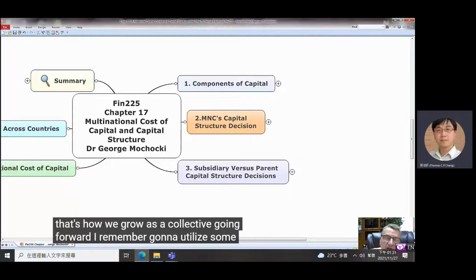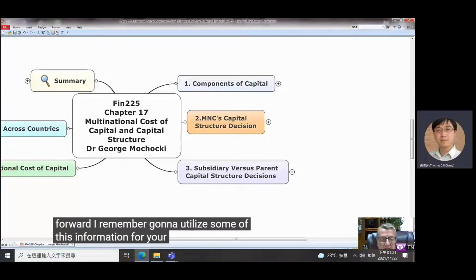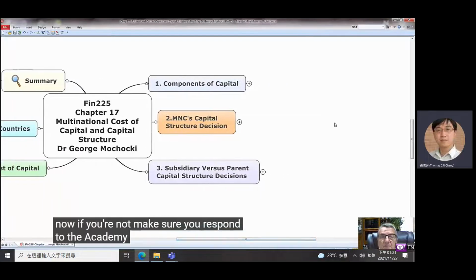And remember, you're going to utilize some of this information for your MMC final project you'll be doing as a team. Okay. And always remember, make sure you respond to the CATME peer evaluation, because that's how you'll be judged as a team. I think it's like 40% of your team grade is through how your peers evaluate you.